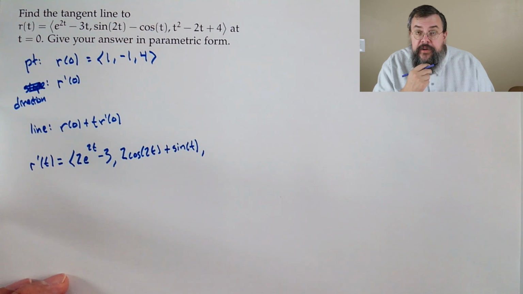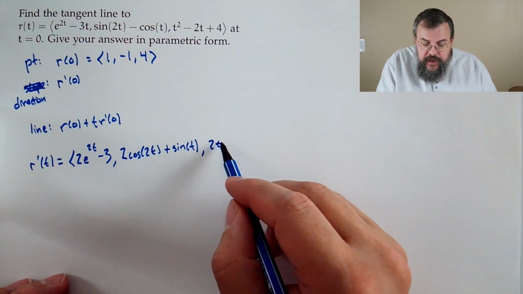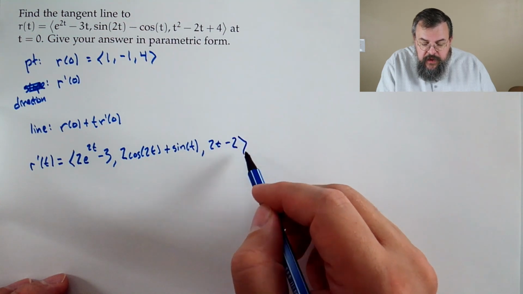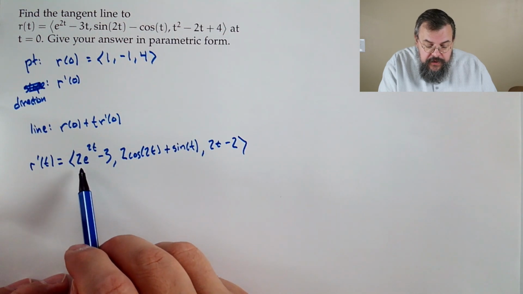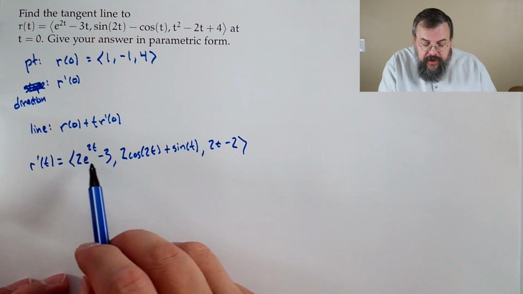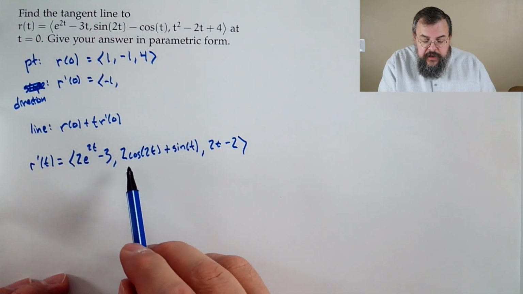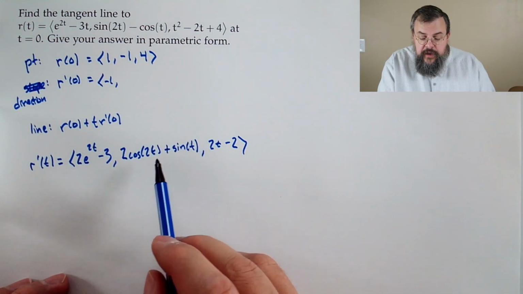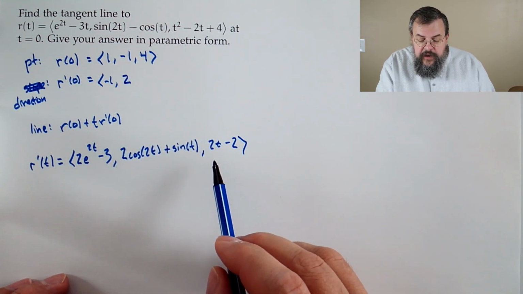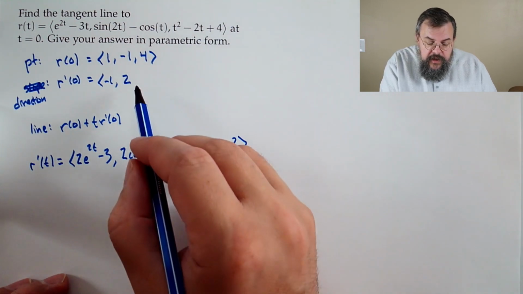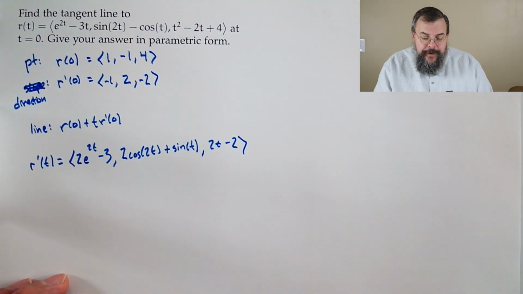Now, derivative of t squared minus 2t plus 4. That would be 2t minus 2. Good. Now, plug in 0. We'll get 2, because e to 0 is 1, so 2 minus 3 is negative 1. Here, 2 times cosine 0, that's 2, plus 0, so 2. And 2 times 0 minus 2 is minus 2. All right, there we go.